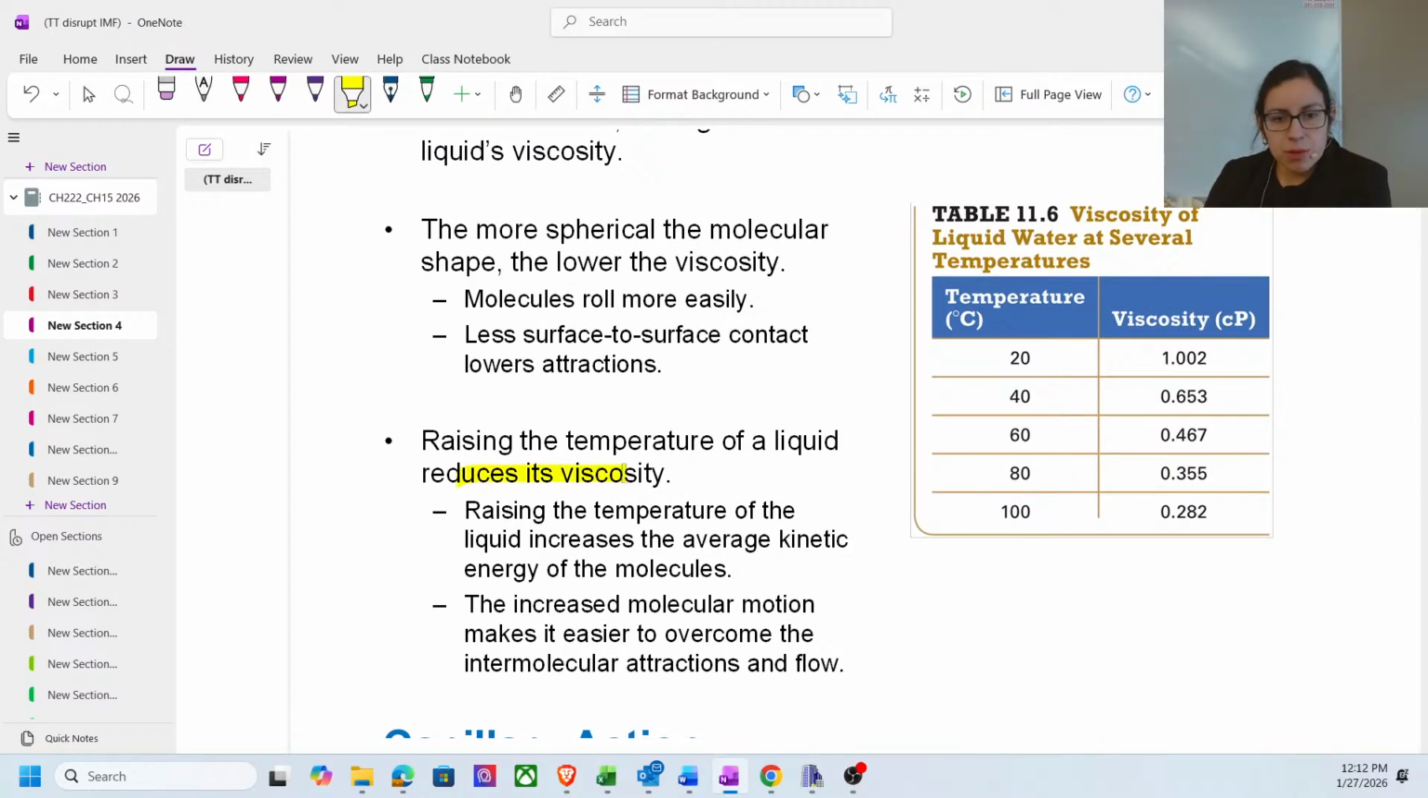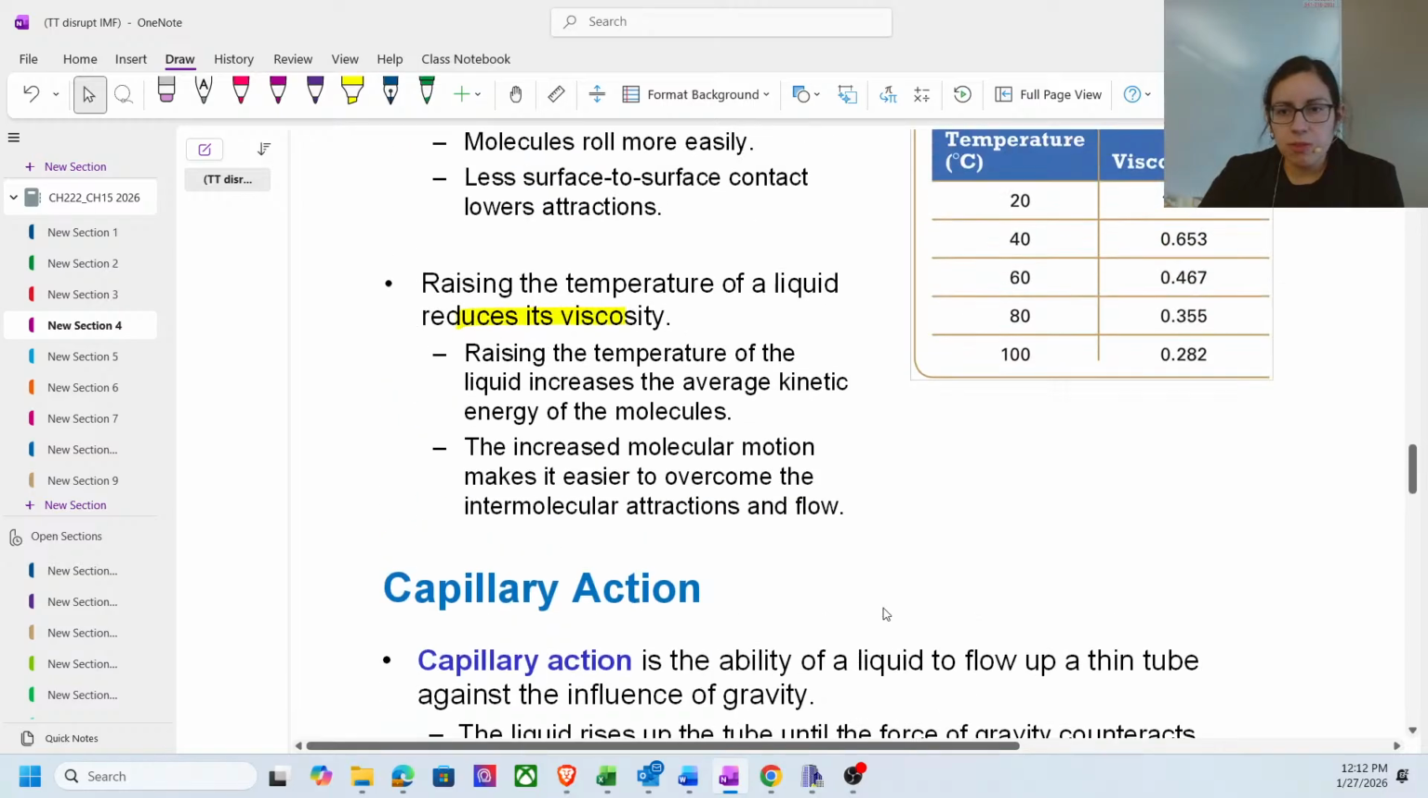Raising the temperature reduces the viscosity. That makes sense, right? You've maybe heated honey or something, for instance, to get it to flow faster, to reduce the viscosity.